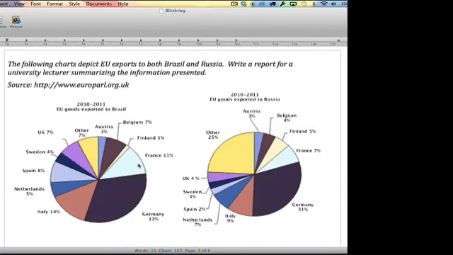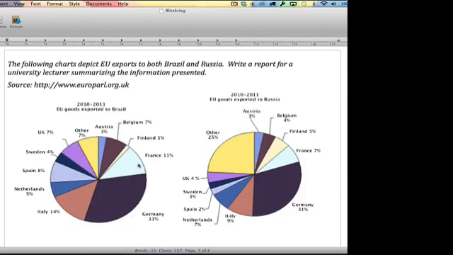It is unlikely that you will get a single pie chart. Pie charts are normally coupled with another data source, whether that data source is another pie chart, as we see here, or perhaps a bar graph, or a table, or even a diagram. So it is important that you recognize the need to establish the relationship that exists between the pie chart and whatever second data source you're given.